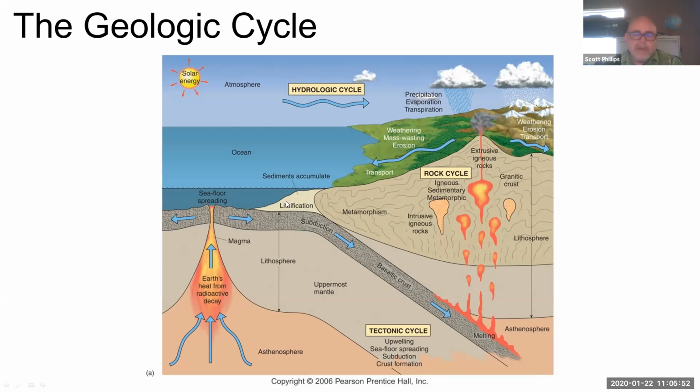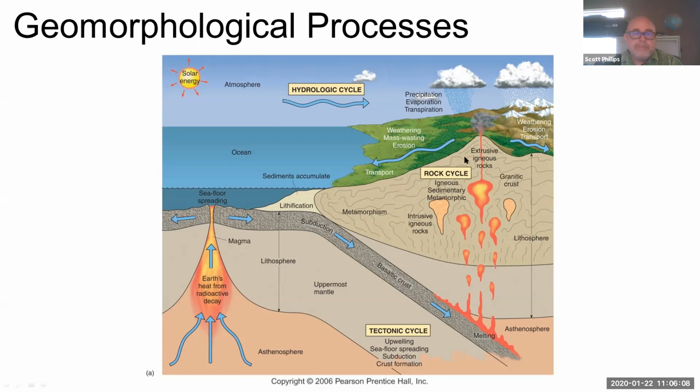The processes that work in the lithosphere are collectively known as the geologic cycle. The geologic cycle is all the various processes, internal and external, that create the landscapes around us. These are also known as geomorphological processes. Geomorphological processes are sort of the geography equivalent of geologic processes.